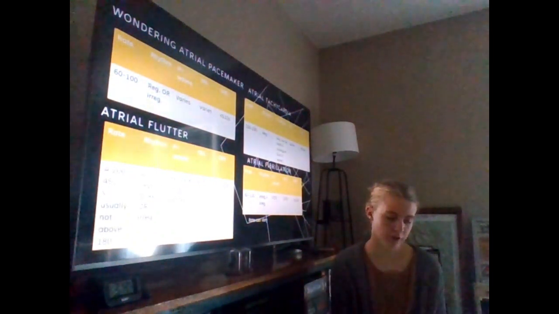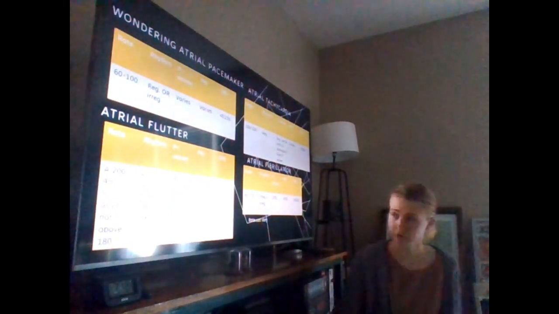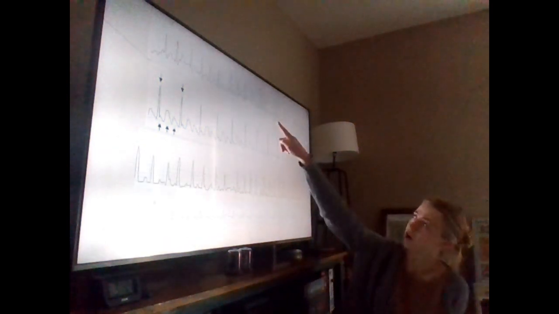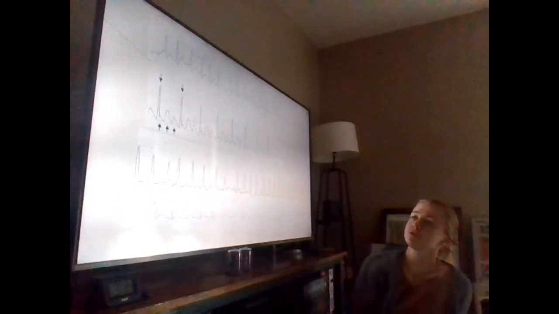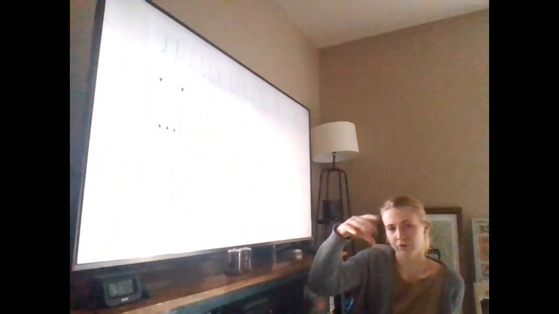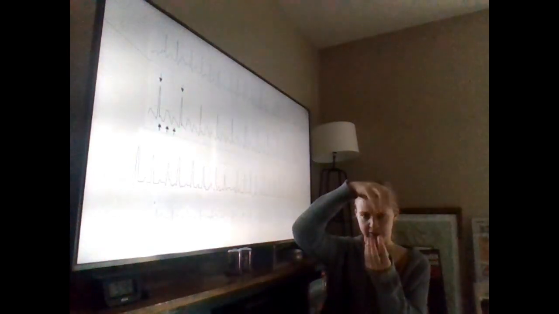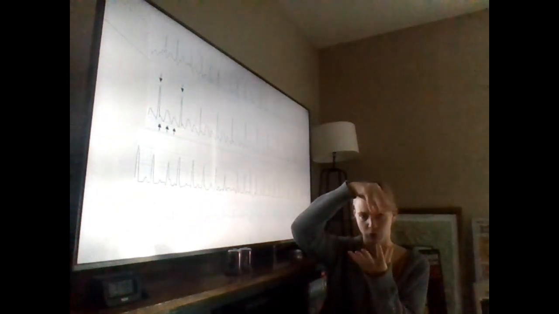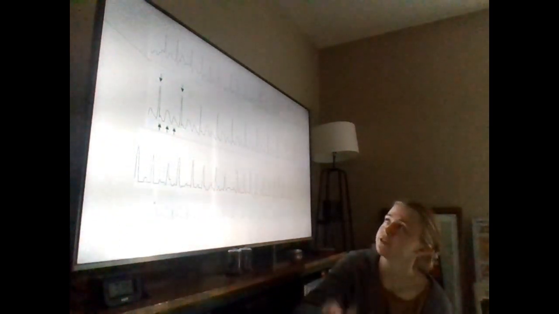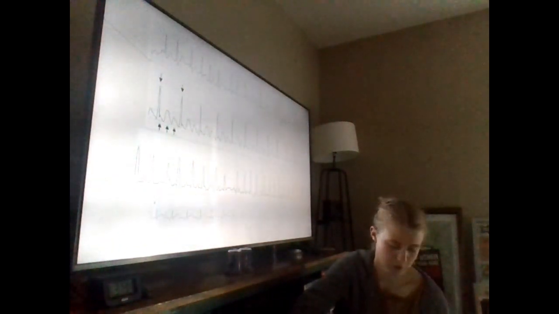Then you have atrial fibrillation, which is going to be one of your few irregular rhythms, and that could be noted as this top rhythm. You don't really have any organized atrial activity. Your atria are kind of just quivering there. They're not doing the boop, boop. They're doing kind of a quiver, and then your ventricles are organized. So you'll still see your QRS complex and your T wave, but you won't see any kind of P waves.